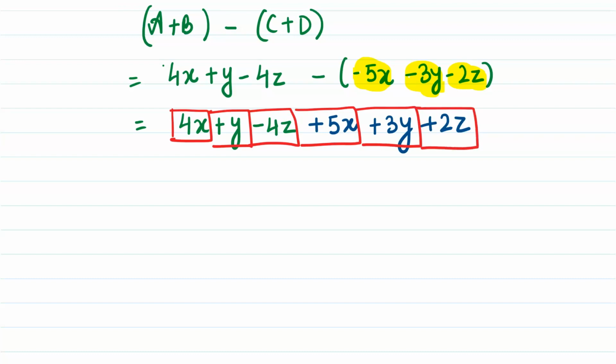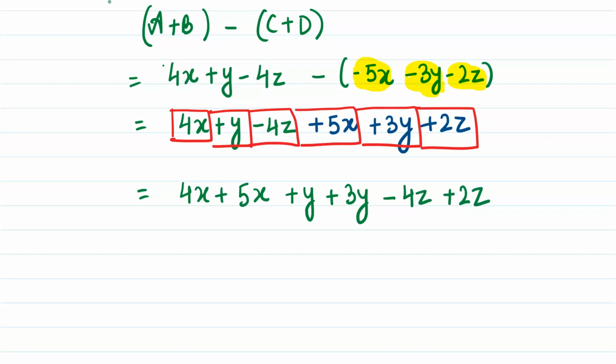So now let's bring the like terms together. So we have 4x plus 5x, these two are like terms, plus y plus 3y, minus 4z plus 2z. Now let's simplify. 4x plus 5x is 9x, y plus 3y is 4y, and negative 4z and positive 2z is negative 2z. So I hope it is clear.